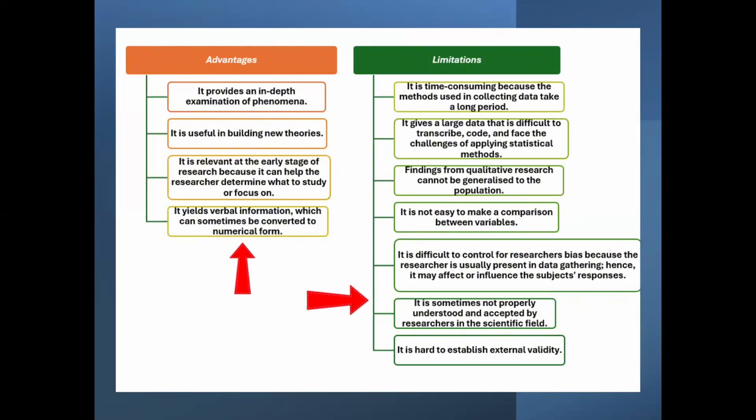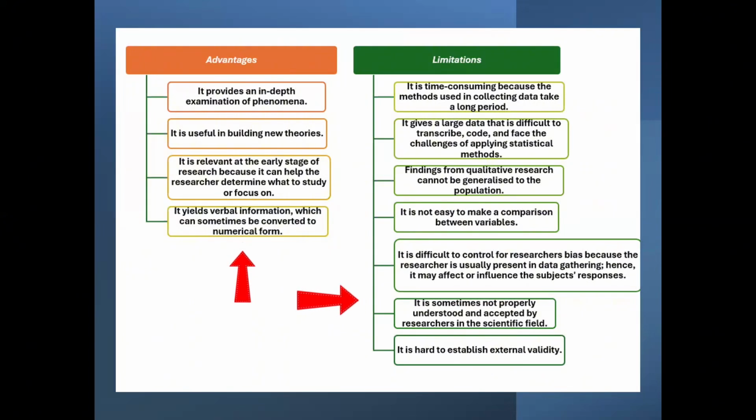It is difficult to control for researchers' bias because the researcher is usually present in data gathering, hence it may affect or influence the subject response. Because the researcher is there, the participants may respond in a way just to please. Another thing is that the researcher may be biased and would only pay attention to the things he thinks about that phenomenon.